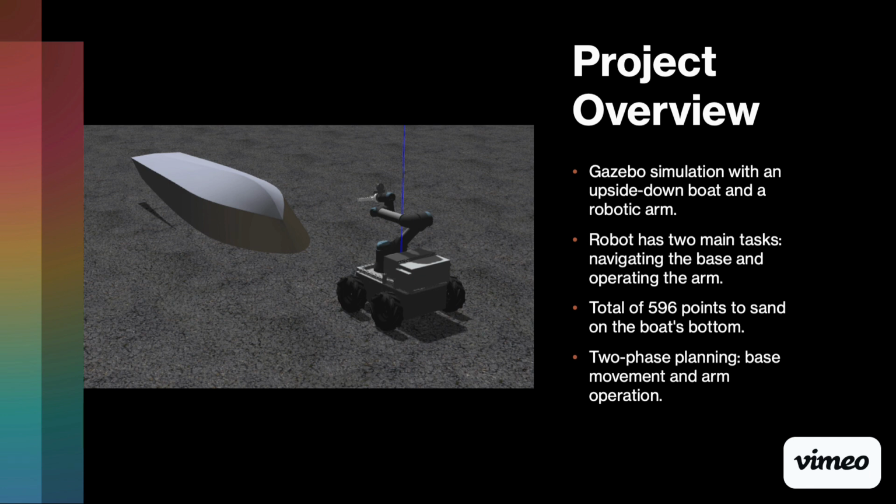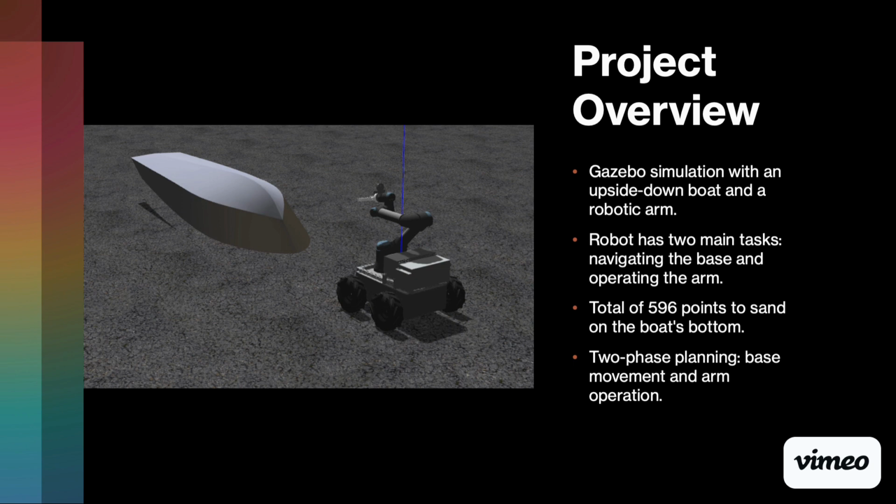In this environment, we are working with an upside down boat and a robotic arm mounted on a four-wheeled base. The primary challenge for our robot is twofold: navigating the base and operating the arm. Overall, 596 points on the boat's bottom need to be sanded.